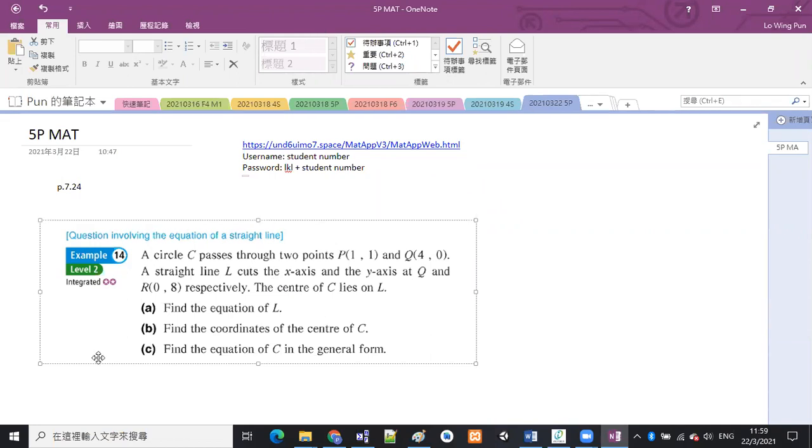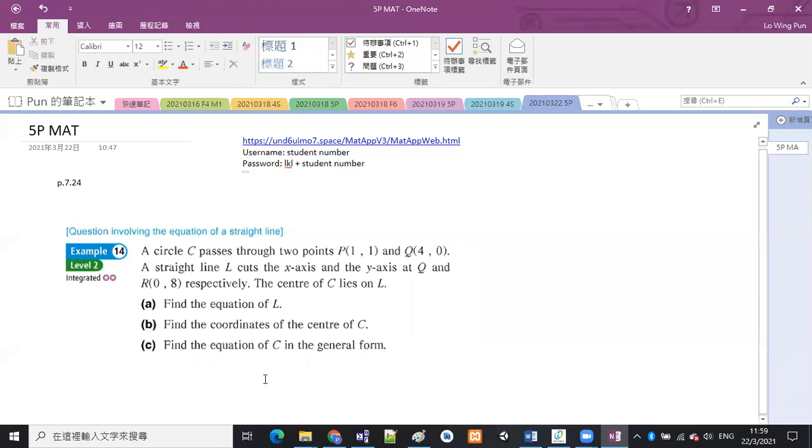So let's turn to page 7.24. I have uploaded a new classwork on the Math app, so please remember to submit it today. 好似得2至3題嘅啫今日。Okay, so example 14. A circle C passes through 2 points, point P and point Q. A straight line L cuts the x-axis and y-axis at Q and R respectively. The center of C lies on L.